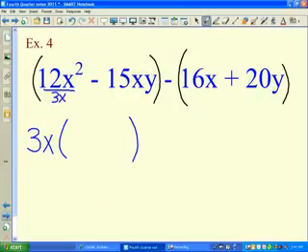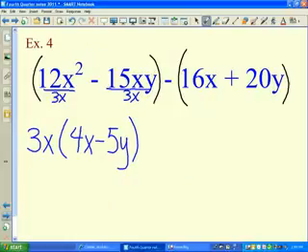So that means I'm dividing my 3x into everything inside this term, just like how we've done before. 12 divided by 3 is 4. X squared divided by x is x. Minus 15 divided by 3 is 5. X divided by x is nothing, it just cancels out. But then I have my y. So the first parenthesis is 4x minus 5y. Bring down our minus sign.